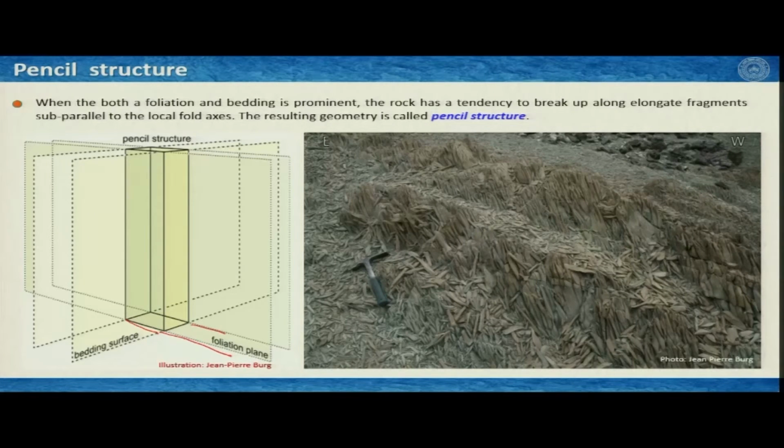So, as you can see here in this photograph, a lot of things are here. I am not very confident about the orientation of the bedding plane and so on, but this is certainly one of the orientations of the foliation plane, and this must be the bedding planes. And when they intersect the other way, you develop the pencil structure, which is a kind of lineation.